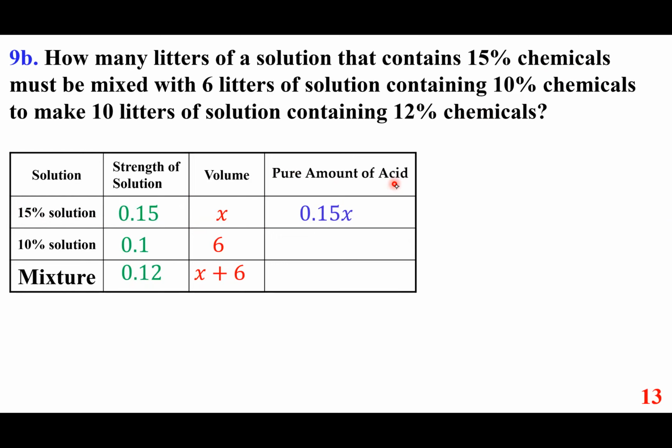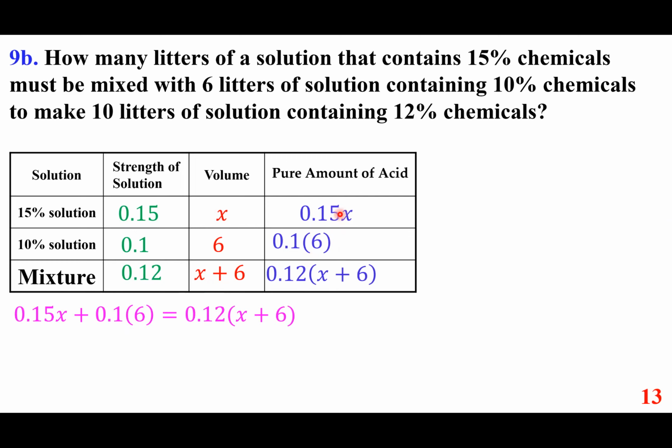Then 0.1 times 6, then 0.12 times x plus 6. And because you're mixing it, these two must add up to this. The first two add up to this. And basically you use now the multiplication here: 0.15x. This is 0.6. You use distribution, 0.12 times x, and then 0.12 times 6 is 0.72.